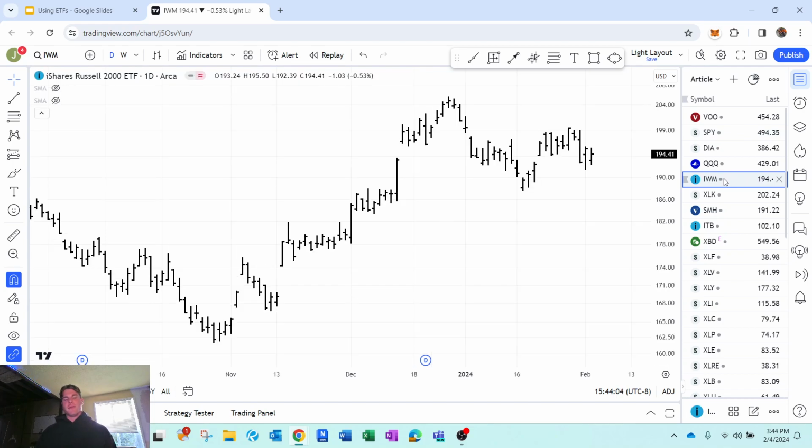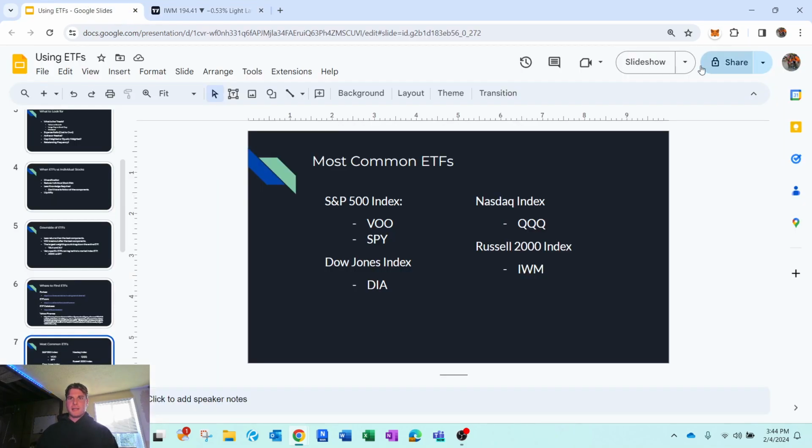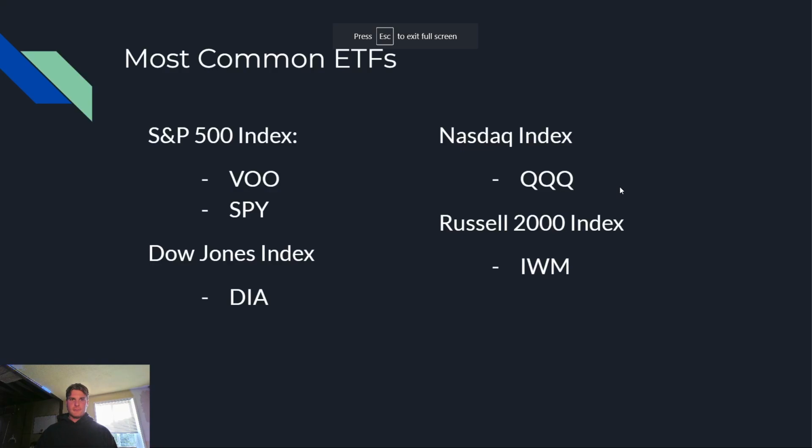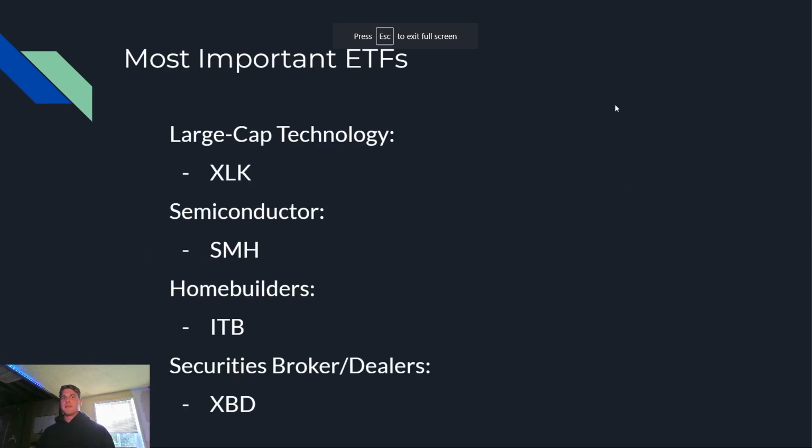So that's where these different ETFs can provide you with different trading opportunities. And it also adds another layer of when to get into one ETF compared to another. So going back to the PowerPoint, the most important ETFs, in my opinion, are large cap technology, semiconductors, home builders, and then the securities broker dealers.